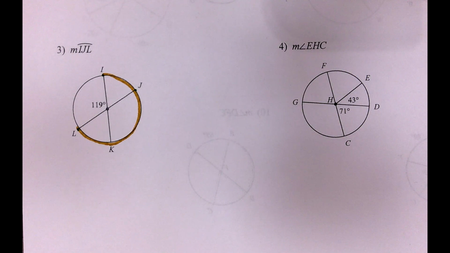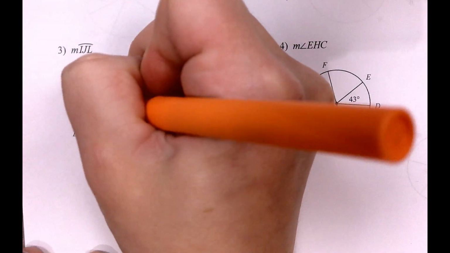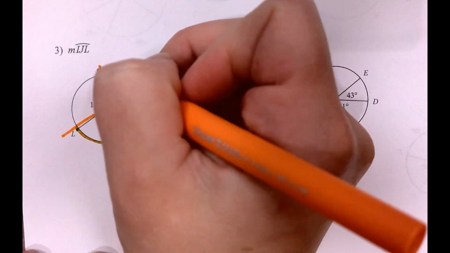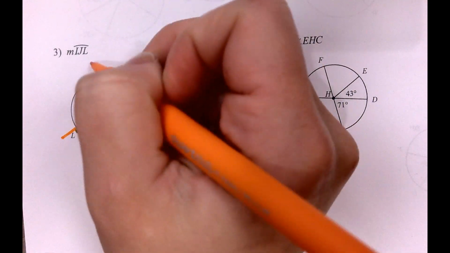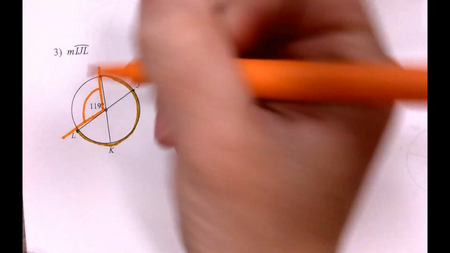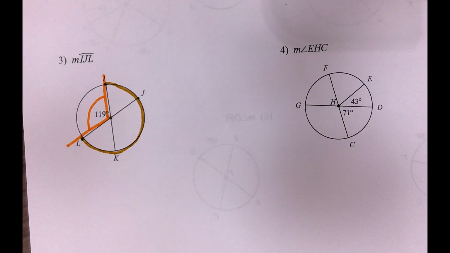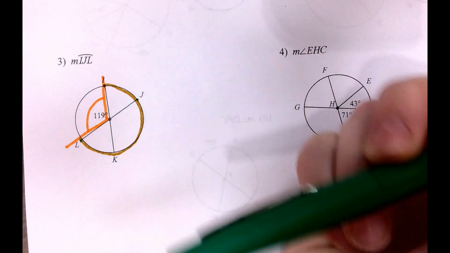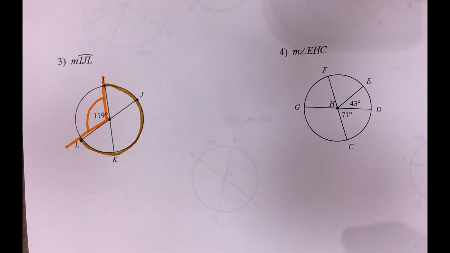What do I know? What is given to me? The 119 degrees. The whole circle is 360. So right here, my central angle that is marked is 119 degrees. And I know that these angles, all 4 of them, will add up to 360.